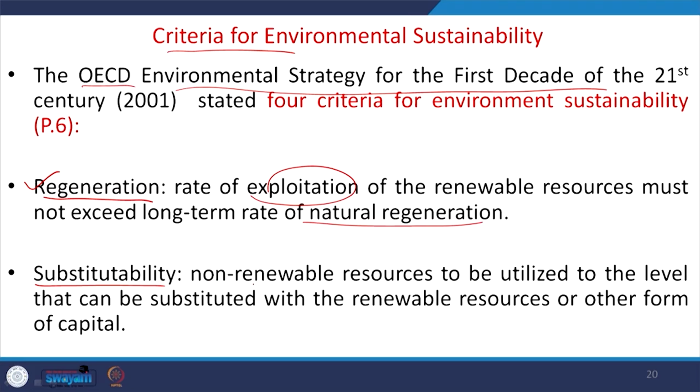Here it highlights that the non-renewable resources that we are utilizing for our economic expansion or production can be substituted with renewable resources or other forms of capital. That means this is the case of weak sustainability, that non-renewable resources can be substituted with renewable resources or other forms of man-made capital. If it is so, then environmental sustainability may happen, and this is the second criterion.